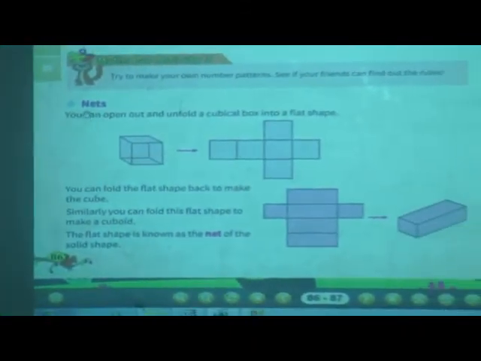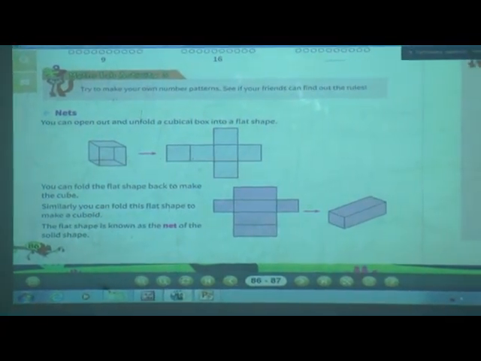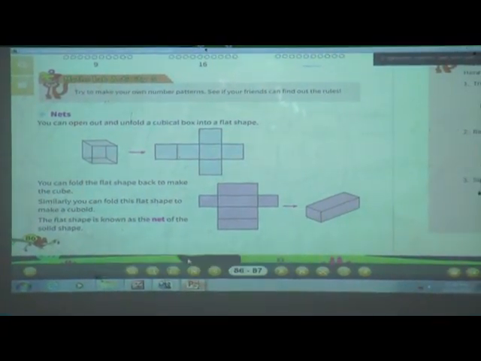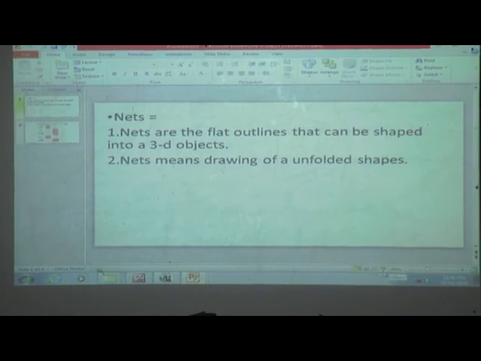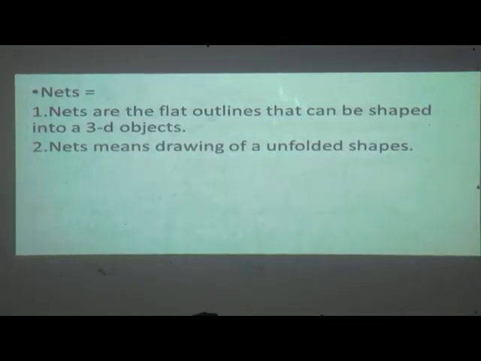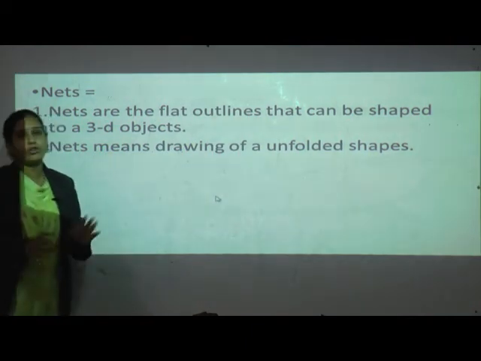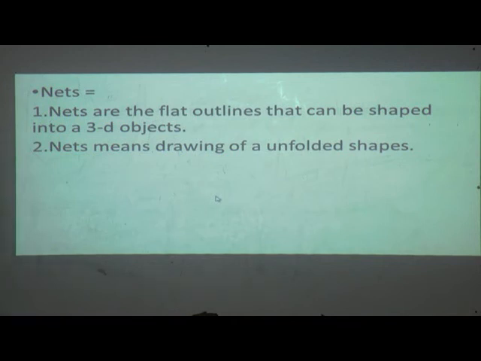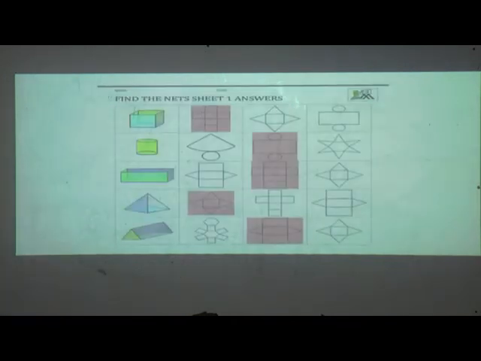So students, open your textbook, page number 86, and read carefully. Here, nets. So what is meant by nets? Students, nets are the flat outlines that can be shaped into 3D objects. That means a net is a drawing of an unfolded shape. See here some examples of nets.